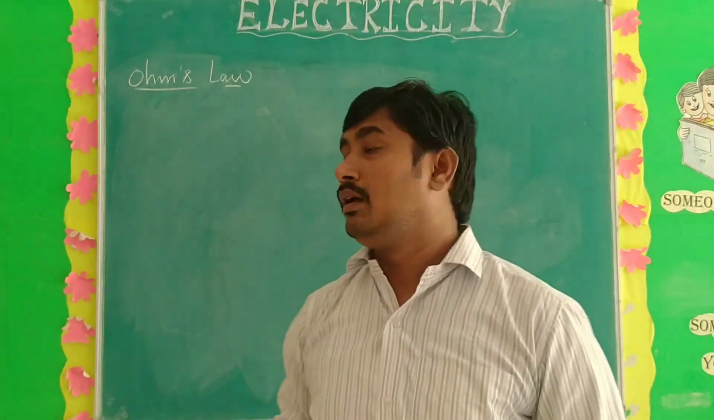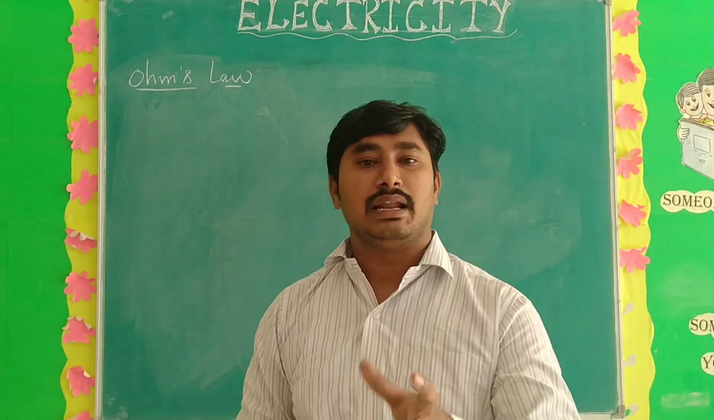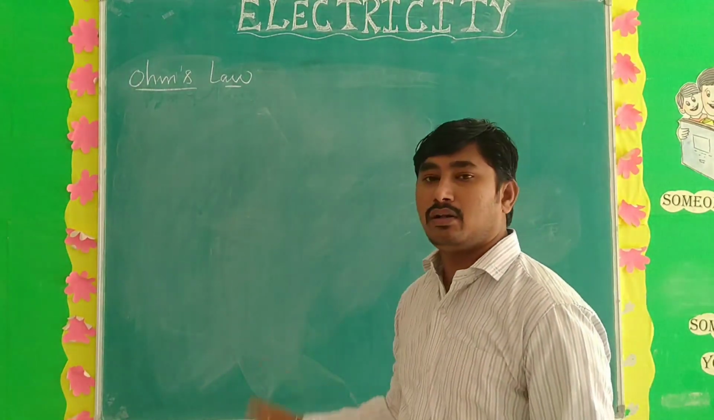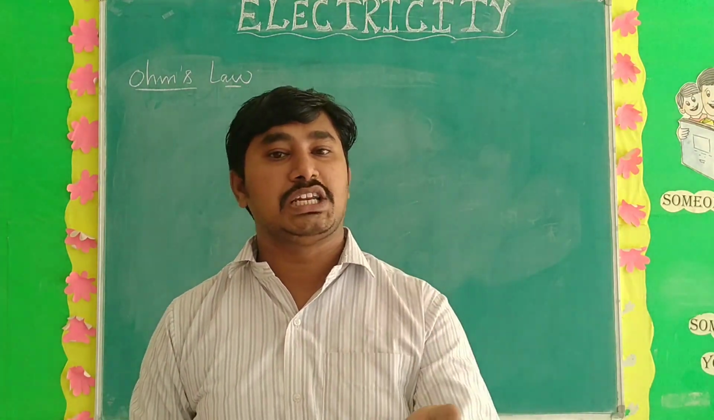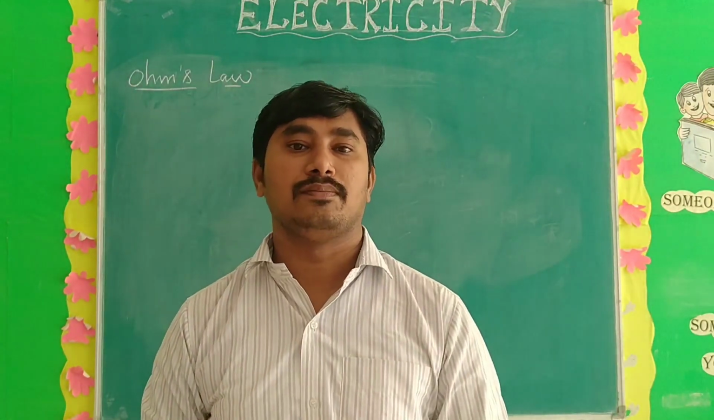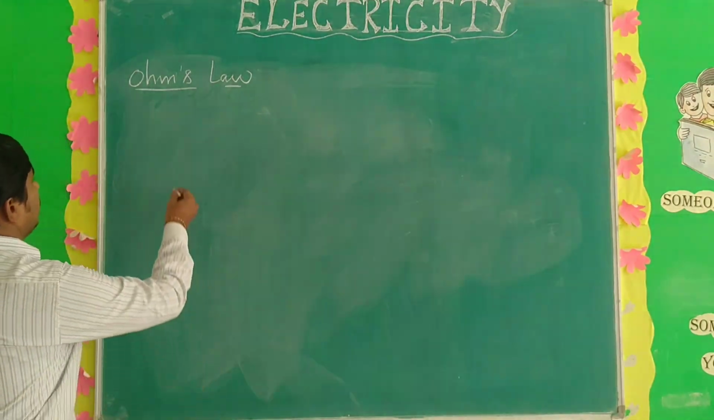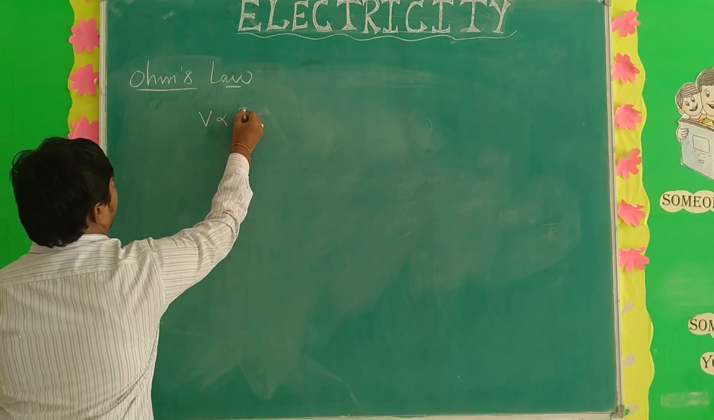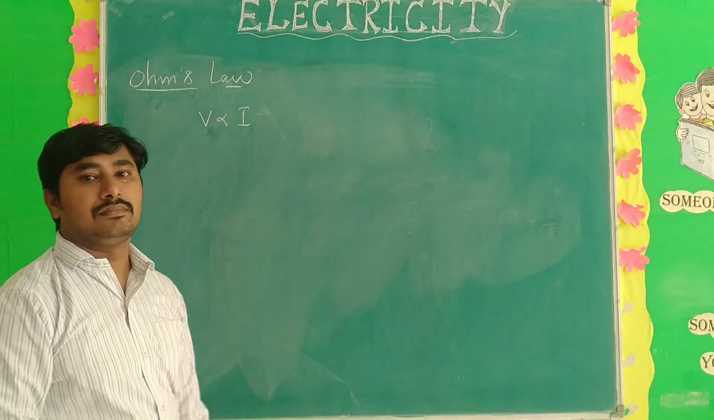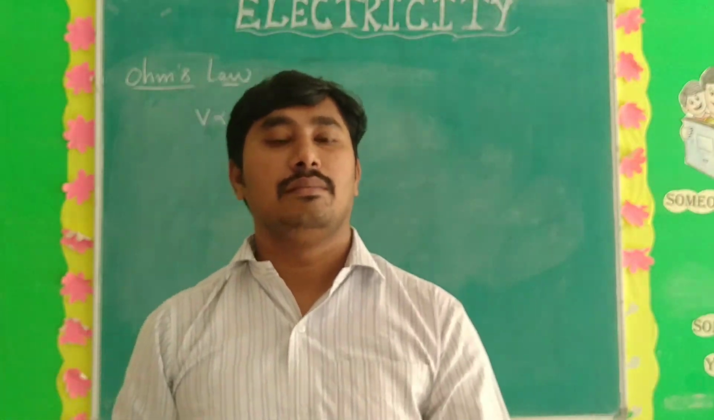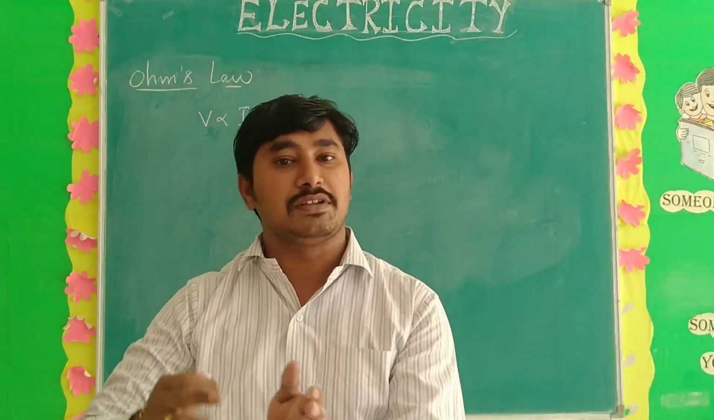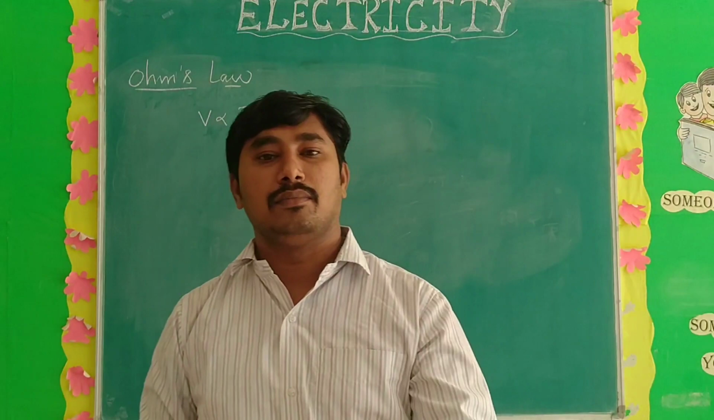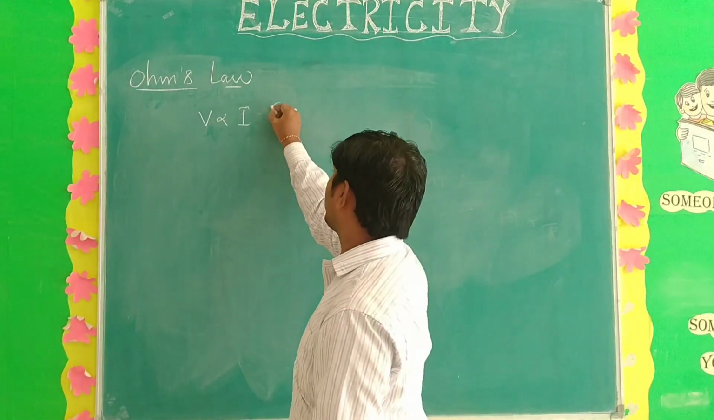What is meant by Ohm's law? Just now I explained that the great scientist George Simon Ohm did some experiments on the relation between potential difference and current of a particular circuit. He explained that the potential difference is always directly proportional to current at constant temperature. That means the potential difference of a circuit is always directly proportional to electric current in a particular circuit at constant temperature.